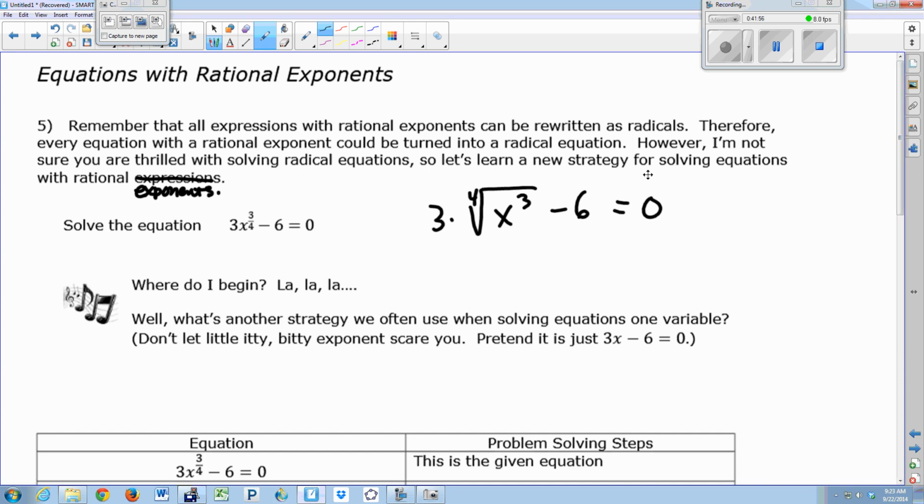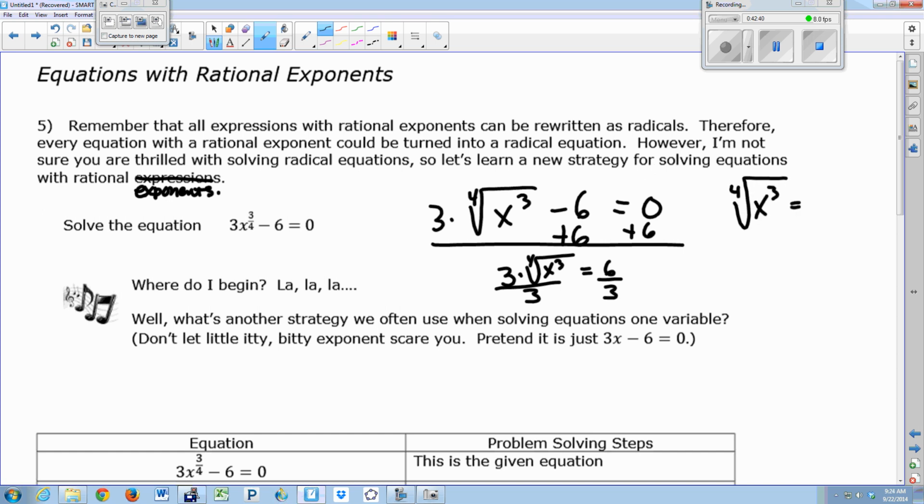If I solve this as a radical equation, what was the first step in our strategy? Isolate the radicals. So what do I have to do to both sides to get my radical term all by itself? Let's add 6, right? Now I have 3 times the radical, this whole thing equals 6. Have I isolated my radical term? Because what does it mean to isolate? It means you have 1 as your coefficient. So now what would I have to do? Divide both sides by 3, right? So now I'm up here. The 4th root of x cubed equals 2.